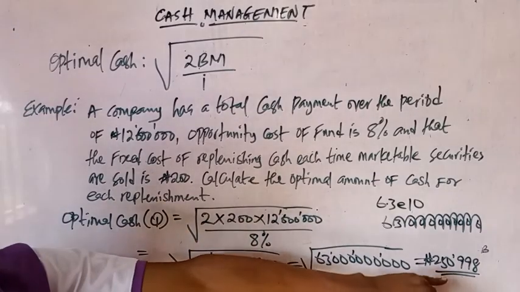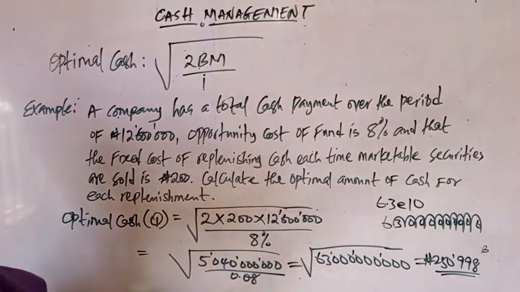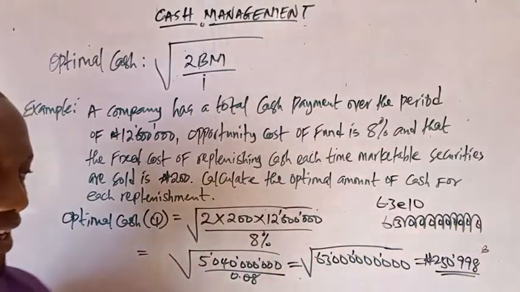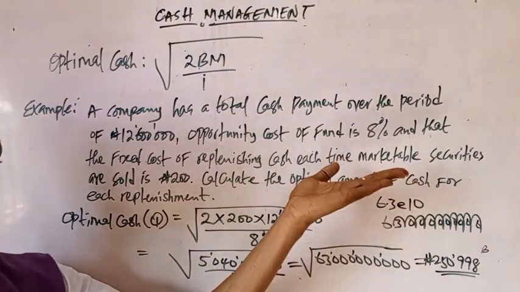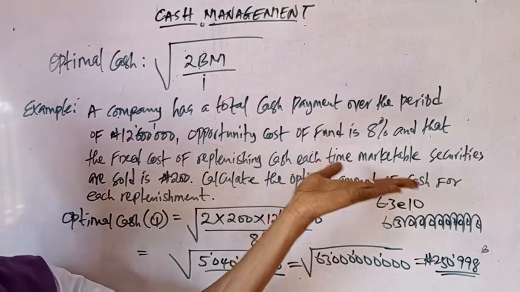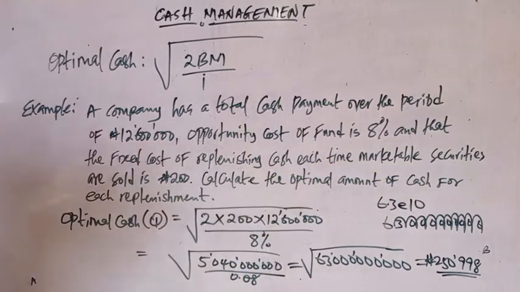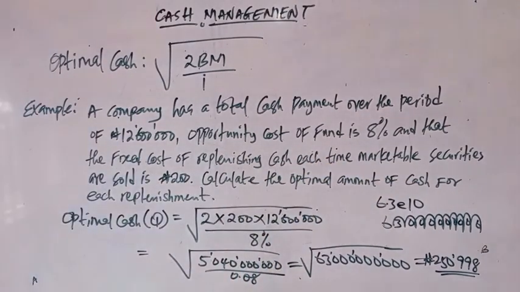And if the cash has dropped below this value, it means that you should sell marketable security in order to bring it back to its optimal level. That is what we mean by calculating the optimal level using the Baumol cash management model. So the interpretation of this you are seeing on the board now.